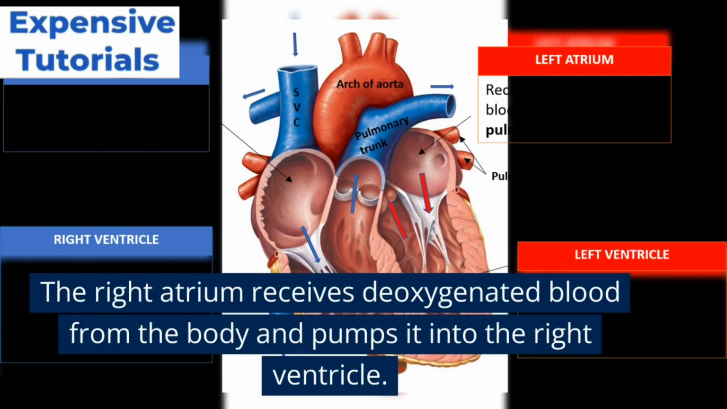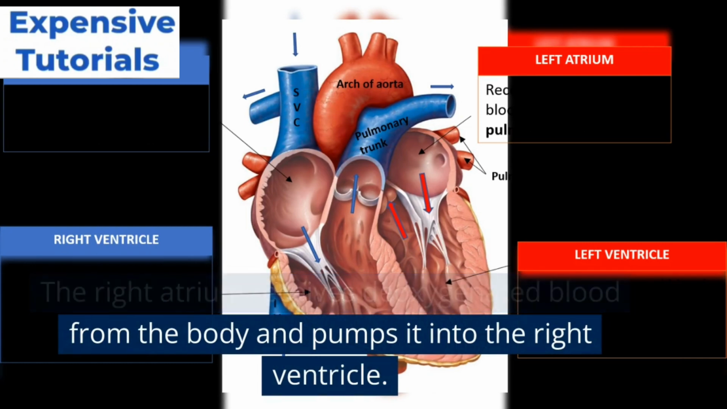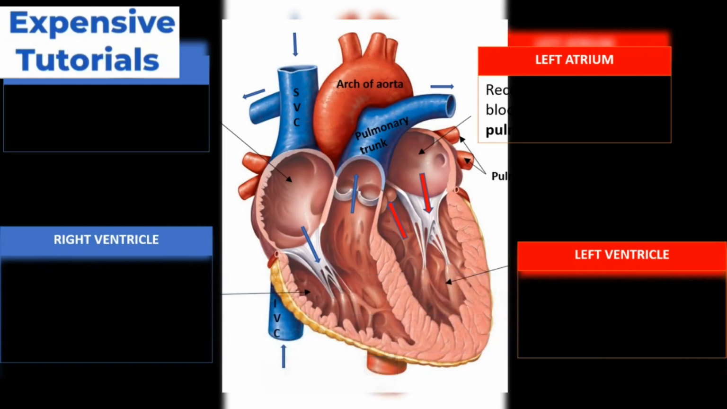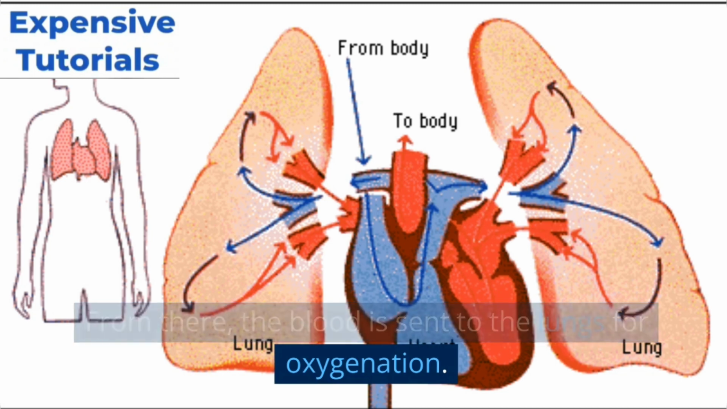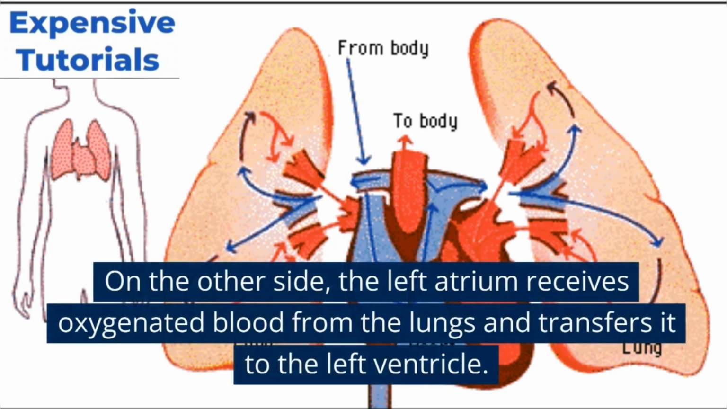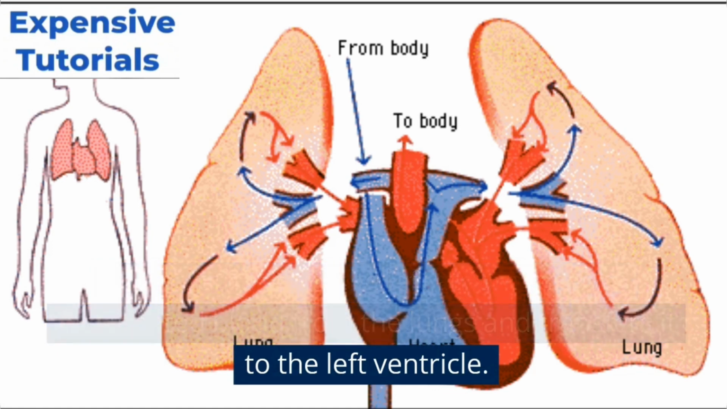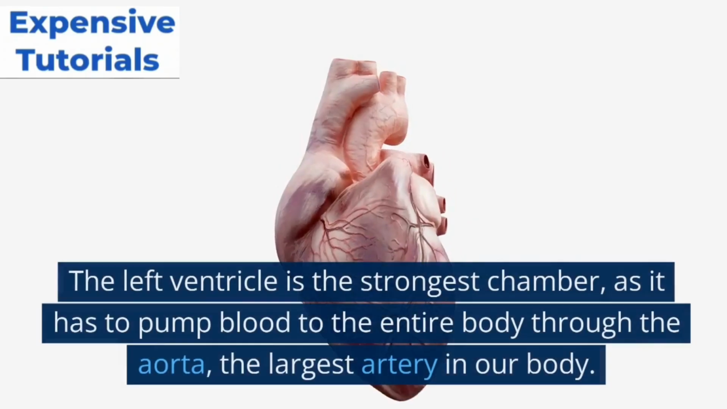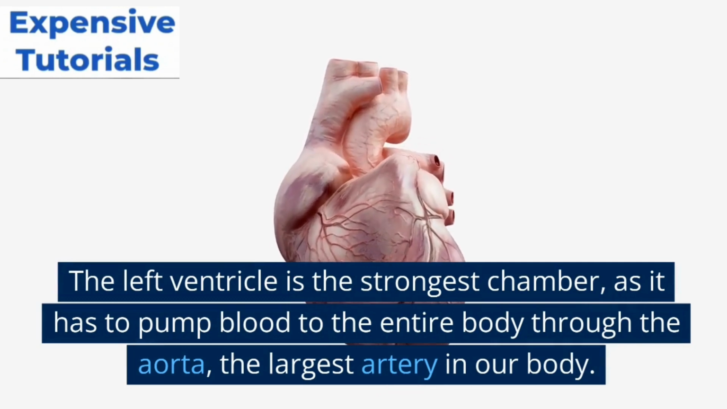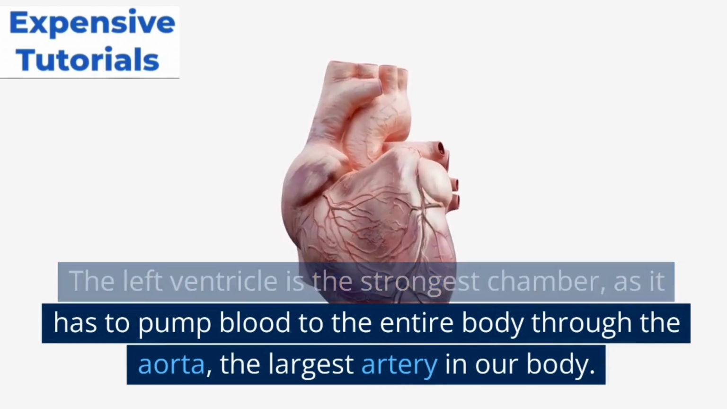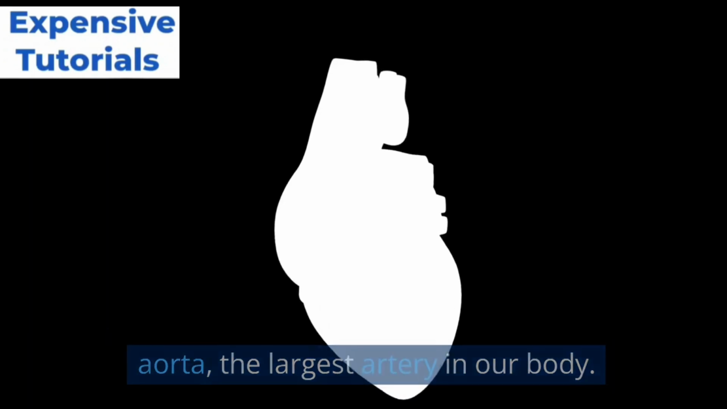The right atrium receives deoxygenated blood from the body and pumps it into the right ventricle. From there, the blood is sent to the lungs for oxygenation. On the other side, the left atrium receives oxygenated blood from the lungs and transfers it to the left ventricle. The left ventricle is the strongest chamber, as it has to pump blood to the entire body through the aorta, the largest artery in our body.